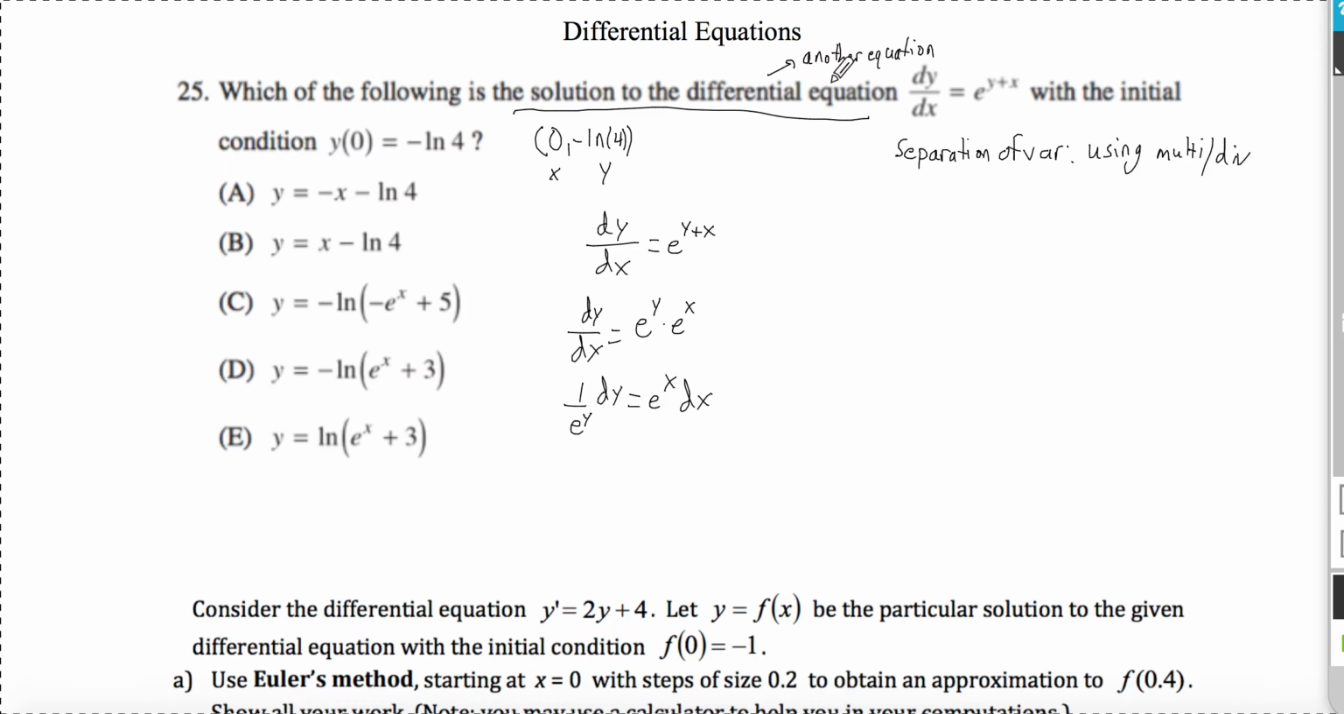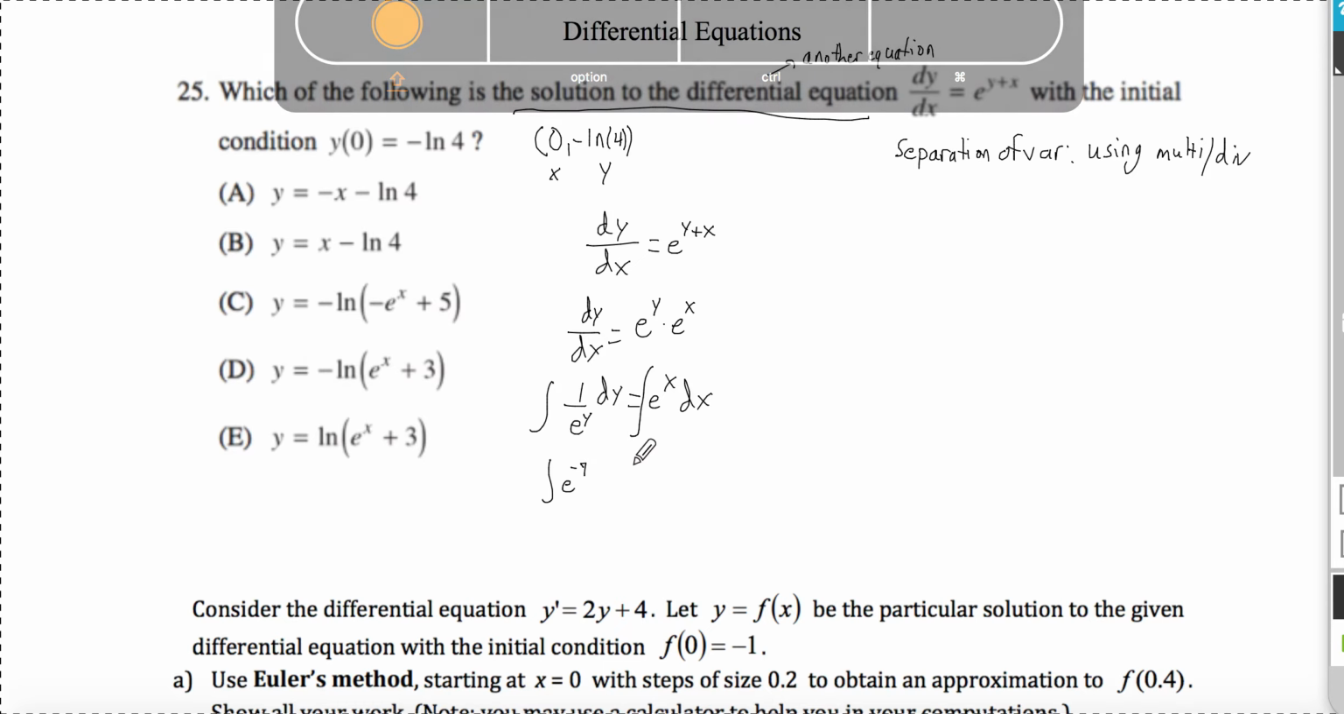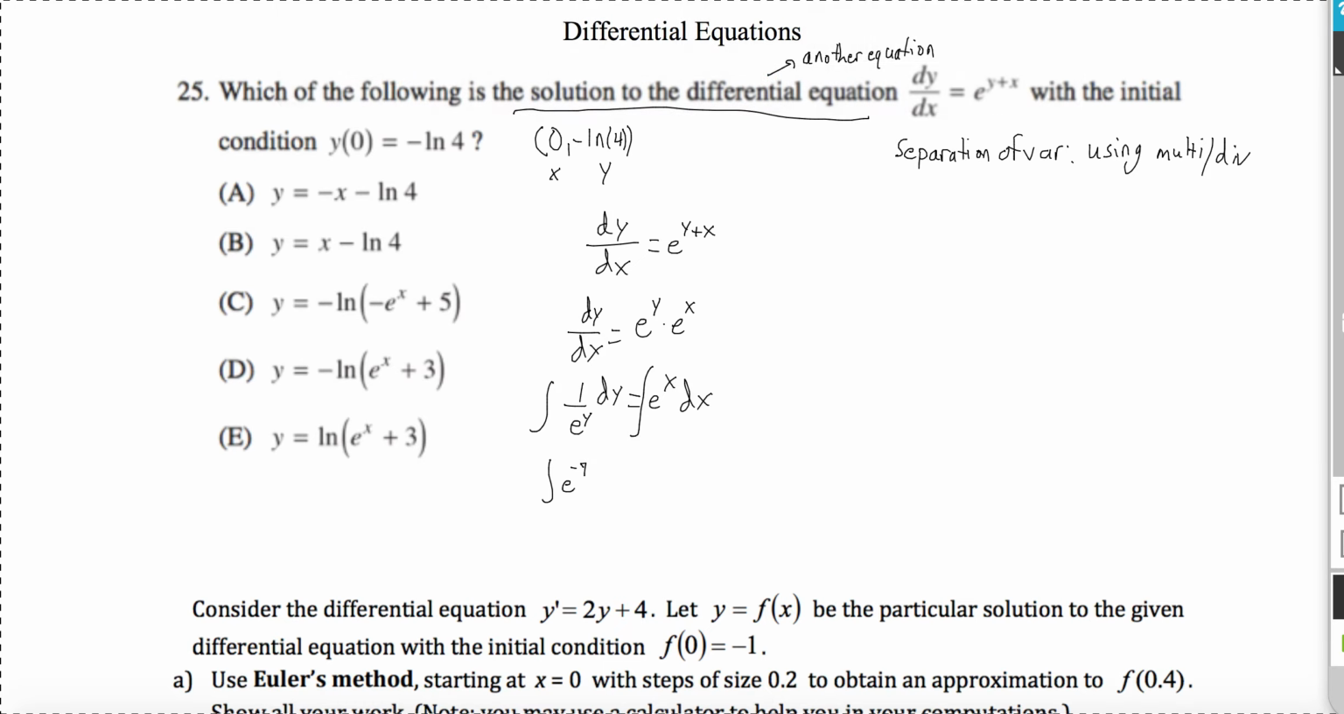I need to try to get, remember, to the original equation. So that means I need an antiderivative. Some of these antiderivatives, like an antiderivative of e to the x, is really easy, but antiderivative of 1 over e to the y, it's worth rearranging. 1 over e to the y is the same thing as e to the negative y, right? e to the negative y dy.